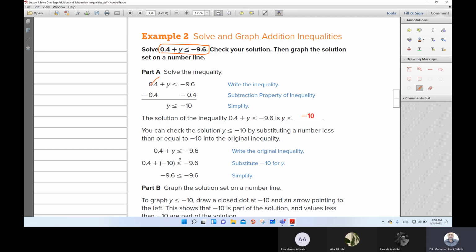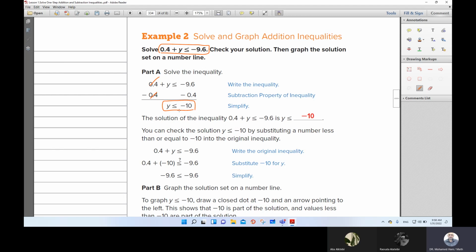So 0.4 minus 0.4, 0. It remains here y. This is the sign here, less than or equal. And -9.6 and -0.4 will be what? Will be -10. So y less than or equal to -10. This is the solution of this inequality.